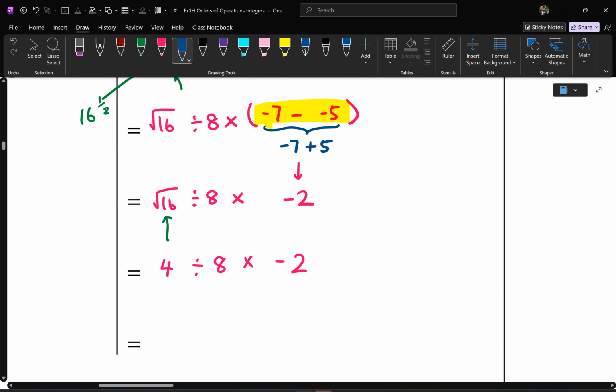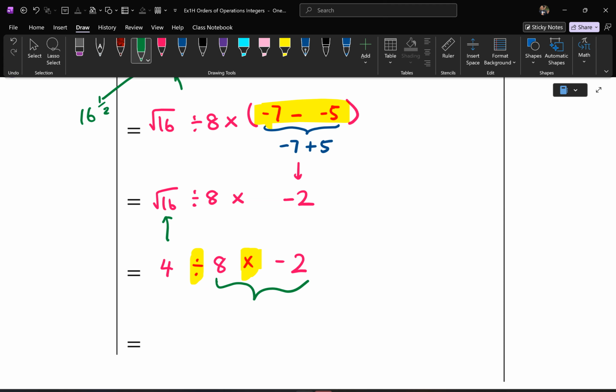Remember, division and times, they're the same ranking. You're meant to go from left to right. So technically, you're meant to do 4 divided by 8. Most students don't like that because 4 is smaller than 8. So what they do instead is they go, oh, I'll do this. And it doesn't feel wrong, but it is wrong.